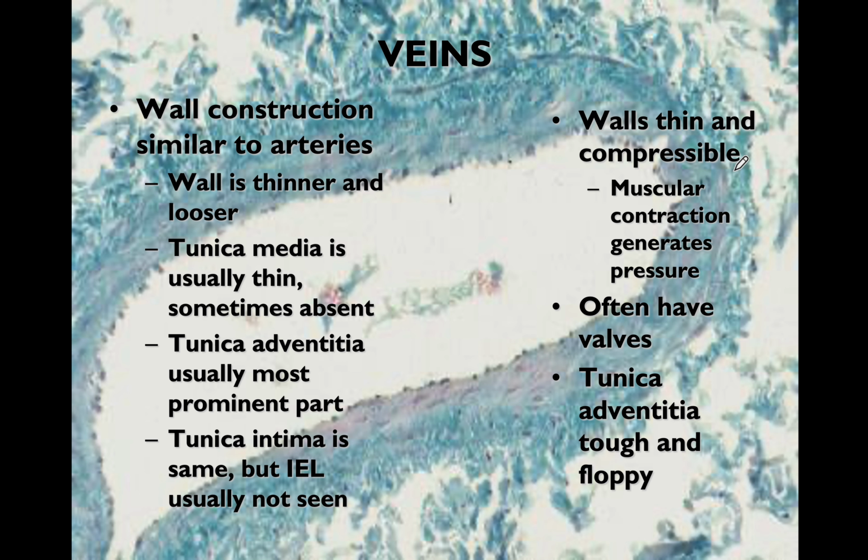The wall is thin and compressible. Muscular contraction generates the pressure. Usually the movement of the blood inside the vein does not depend on the tunica media. It is usually due to contraction of the muscle around the veins, and that will help in the movement of the blood. The second thing, the veins most of the time contain valves, and these valves are only found in the lymphatic vessels or in the veins. They are not found in the arteries.